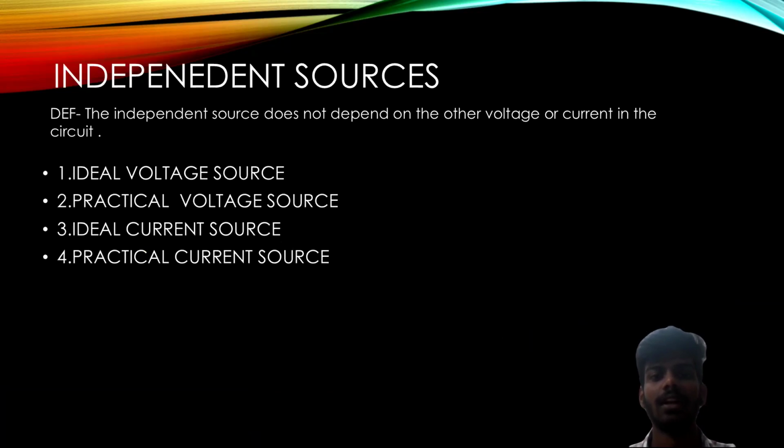Independent sources. The independent source does not depend on the other voltage or current present in the circuit. There are mainly four types: ideal voltage source, practical voltage source, ideal current source, and practical current source. Let us discuss each of these briefly. First one, ideal voltage source.